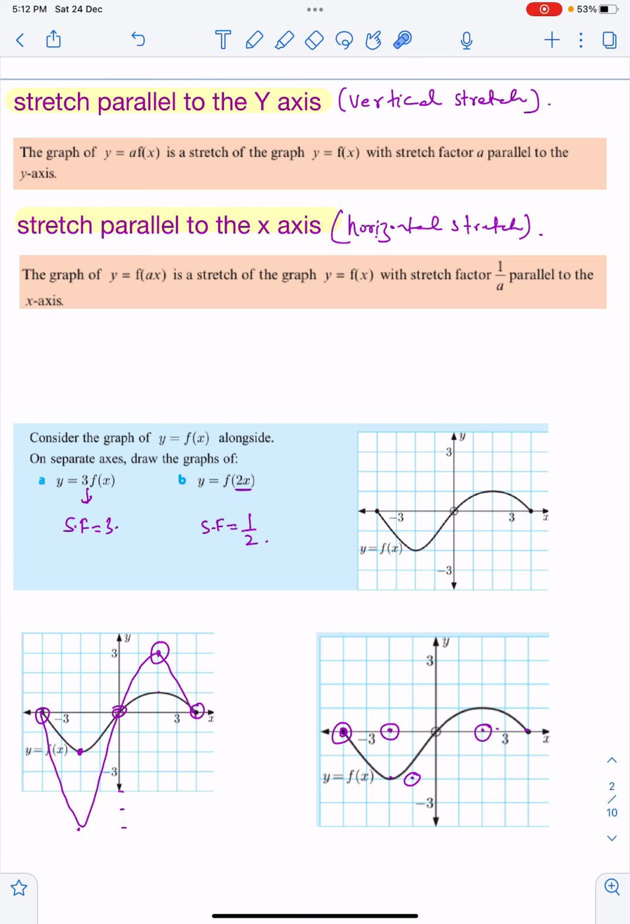As it is written here very clearly, the graph of y equals f of ax is a stretch of the graph y equals f of x with stretch factor 1 upon a. The number written here in the bracket is a. So the stretch factor will be the reciprocal of this number. Okay, so we just have to plot the graph now. The graph is going to be somewhat like this.